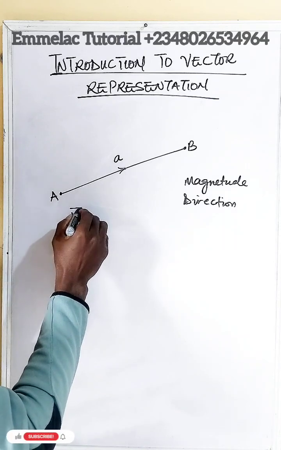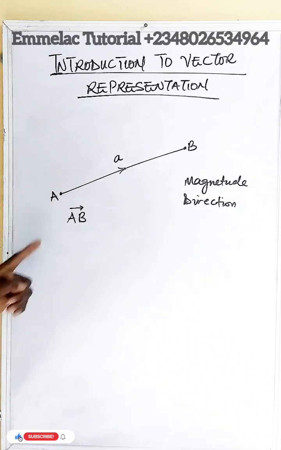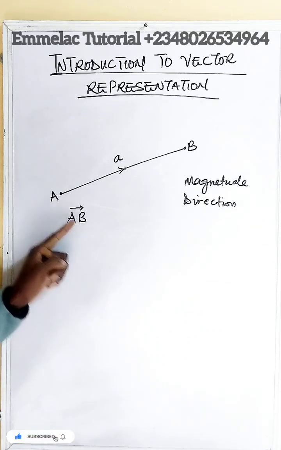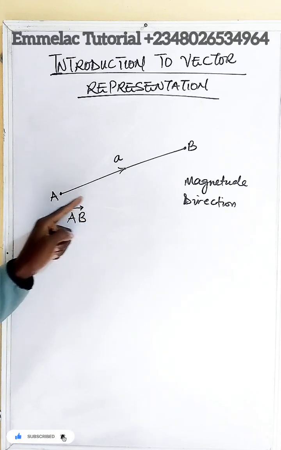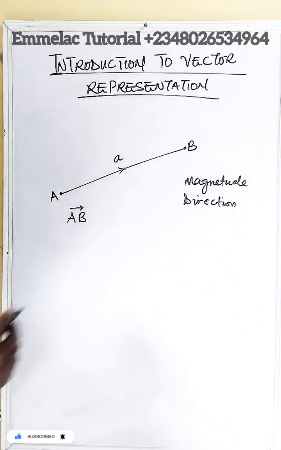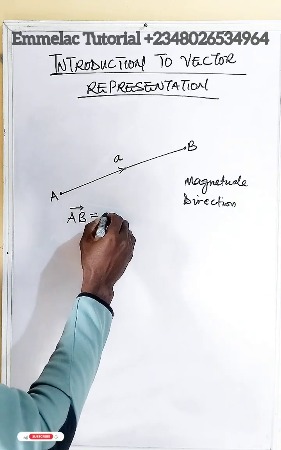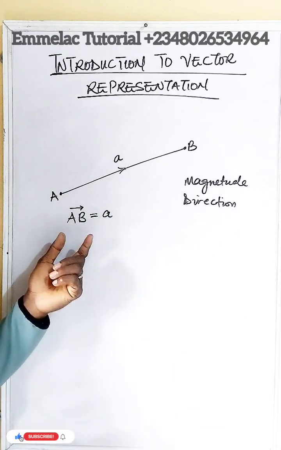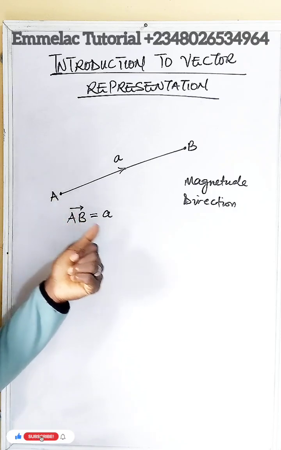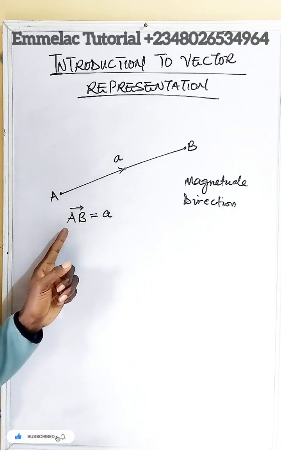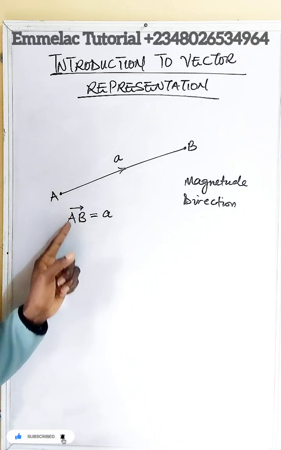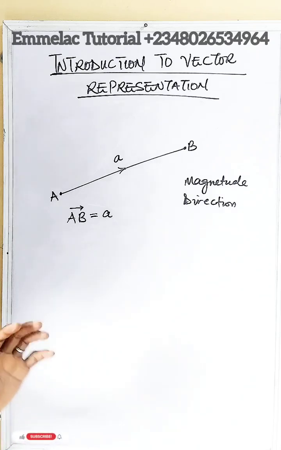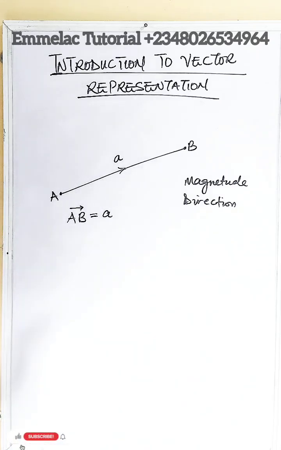So we can say here AB, with an arrow that signifies starting from A to B, which also tells you that this is a vector quantity, equals A. So the magnitude of this vector AB is A, and the direction is from A to B. That is it for the representation.